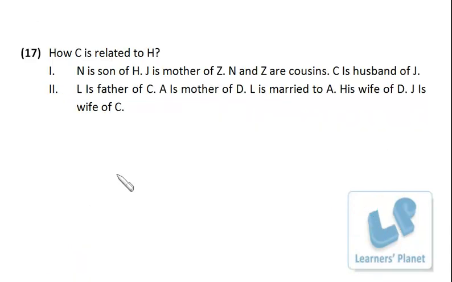Okay, how is C related to H? N is son of H, so N must be male. J is mother of Z. N and Z are cousins, so N and Z are the same generation. C is husband of J. Here J is mother of Z, so J is female, and C is husband of J, so C is male.